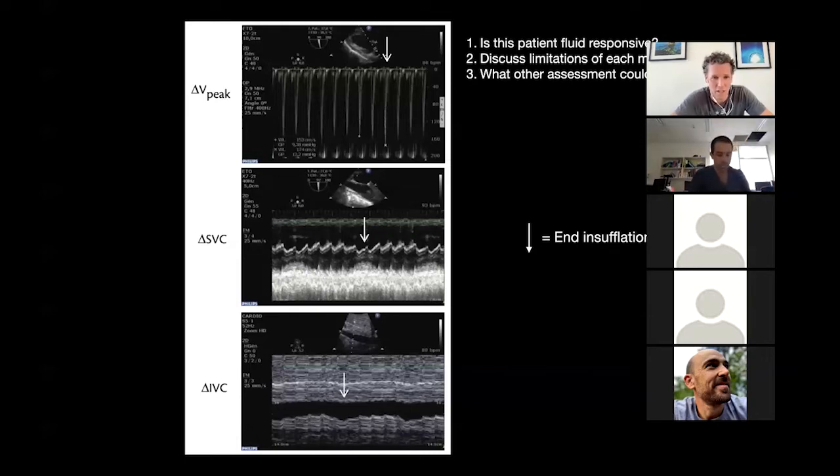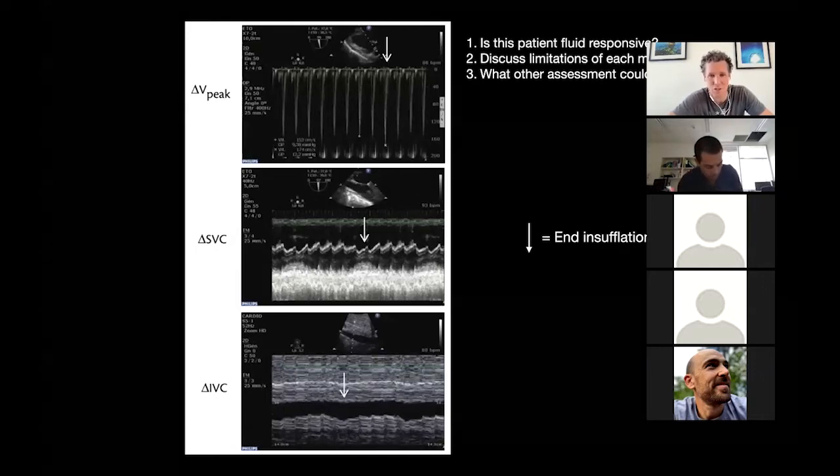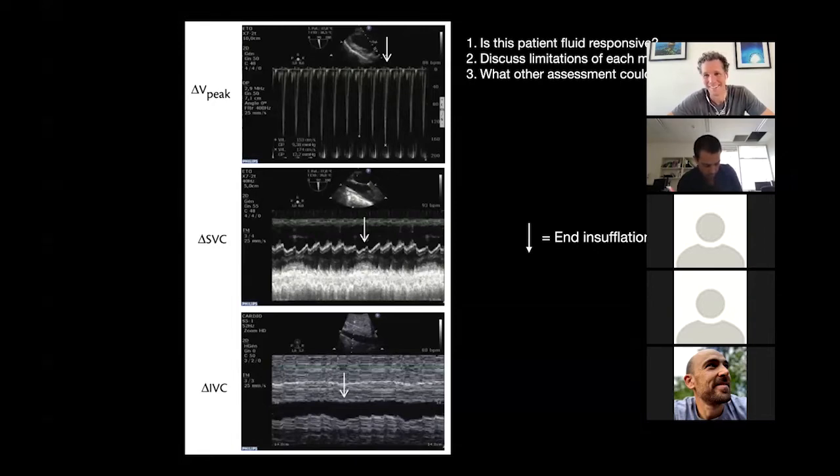We've got the SVC. So what view are you looking at, and what does it show you? And you're on mute, champ. Do you want to, Vishal? We might phone a friend for this one. I think this is in the bicaval view, and the variation in the SVC, more than 32% variation, is suggestive of fluid responsiveness.